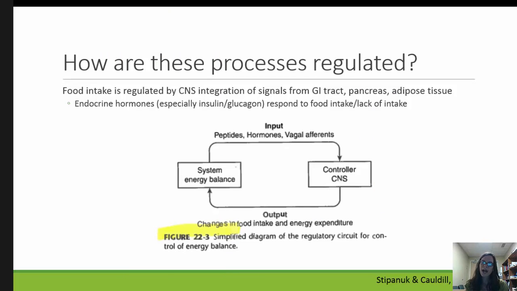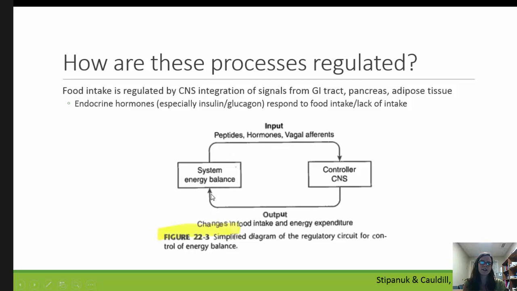Well, really, these processes are regulated by a series of signals. Okay, so here's a figure from your textbook from chapter 22, and it's just a really simplified diagram of the control of energy balance. Okay, so let me walk through this and then I'll give an example.